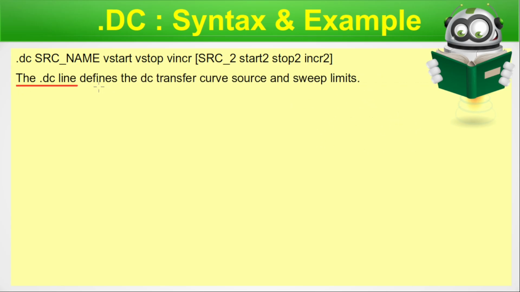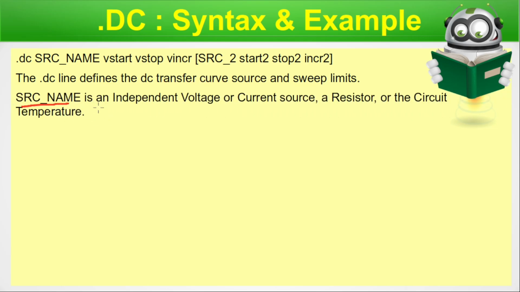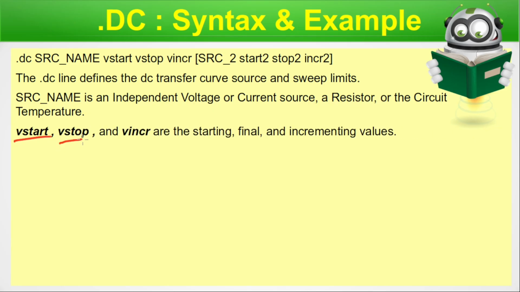The .DC line defines the DC transfer characteristics curve of the source and sweep limits. The source name is an independent voltage or current source, a resistor, or the circuit temperature. In using the DC, we can also sweep the temperature of the circuit. VSTART, VSTOP and VINCR are the starting, final and incrementing values. So these three are explained here. Let us see some examples of the .DC.